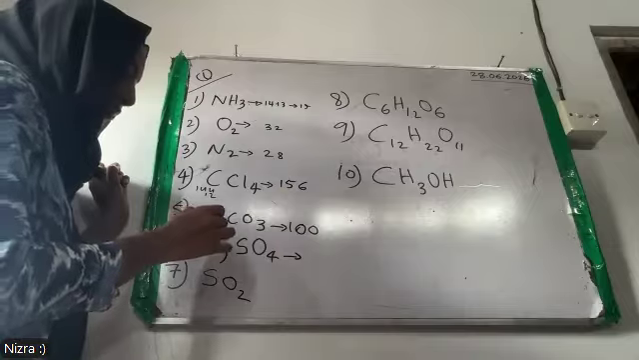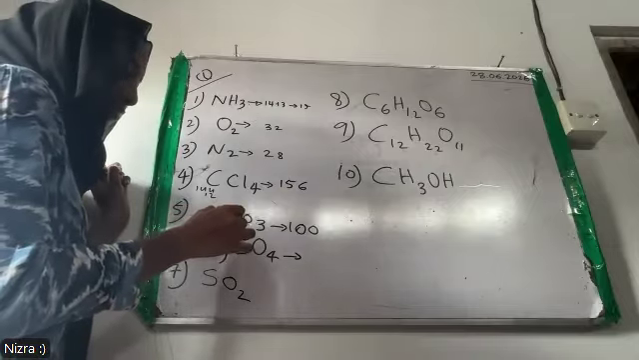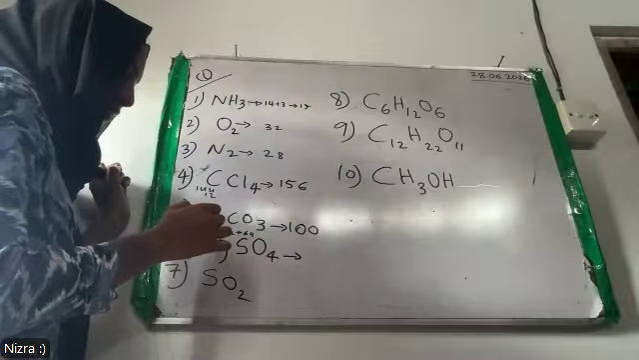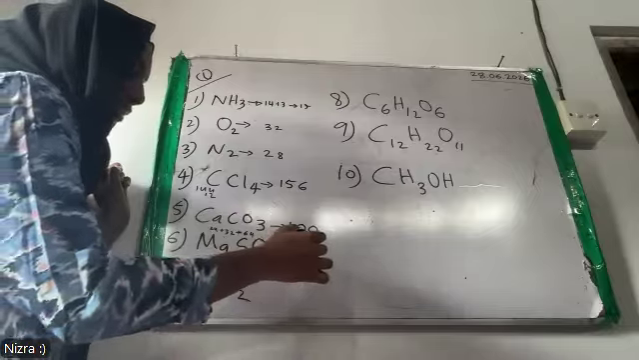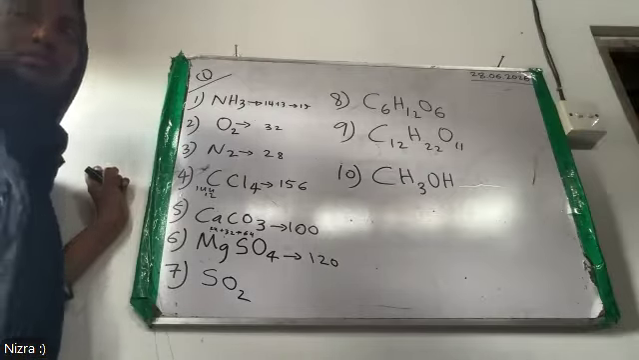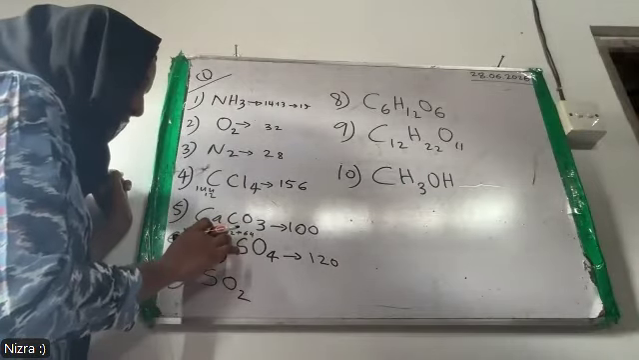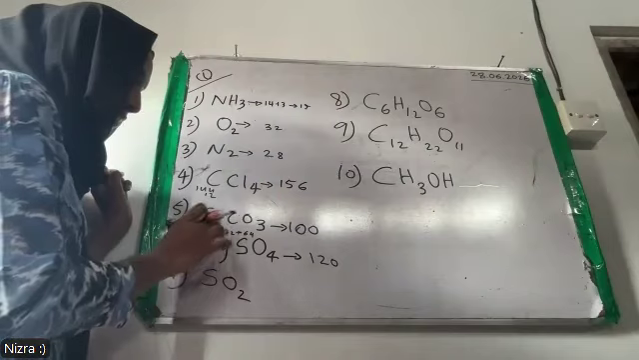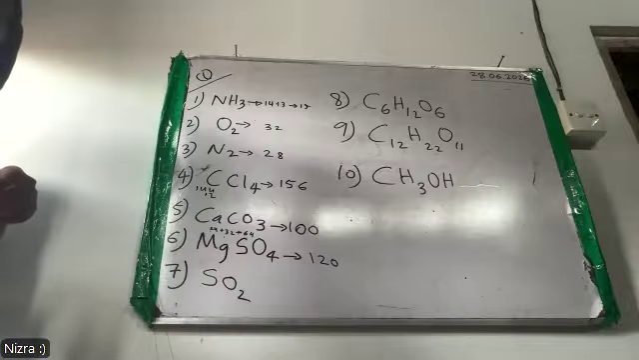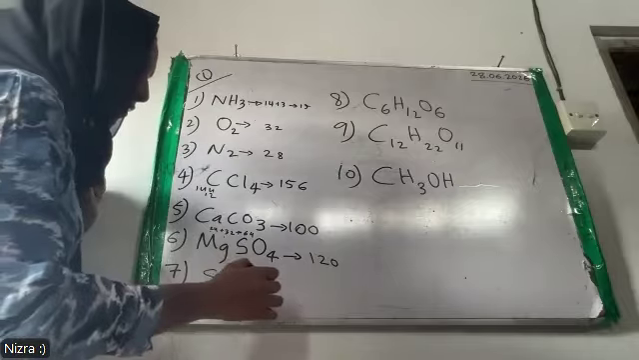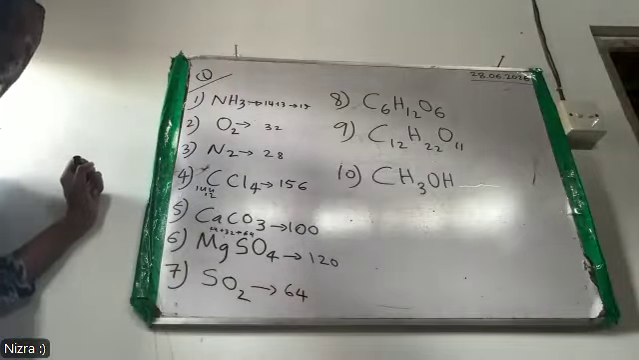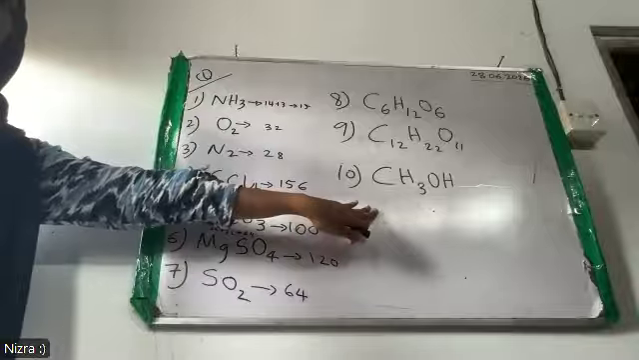Magnesium 24, 32, and 64, no? 90, 110, 120. 120? 90, 100, 110, 180, 120, all got two different answers. 120, no? Sulfur dioxide is 64. We can do the other three also, finish.